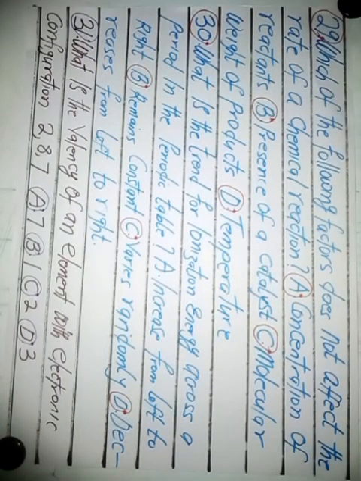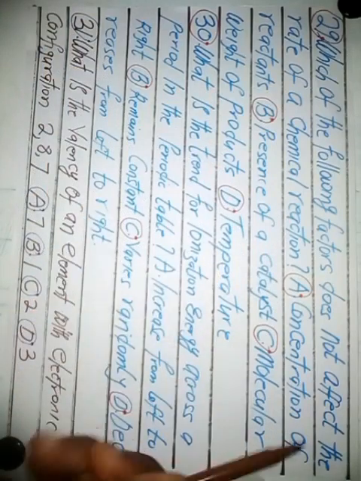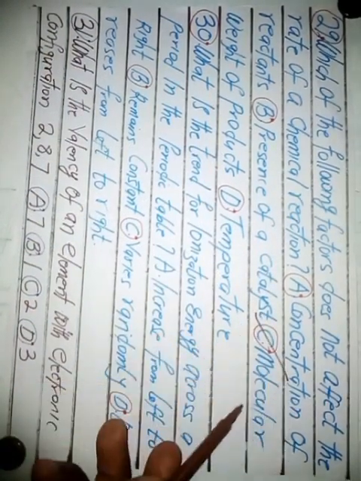29. Which of the following factors do not affect the rate of chemical reaction? Concentration of reactant, presence of catalyst, molecular weight of product, temperature. Your answer is molecular weight of product.